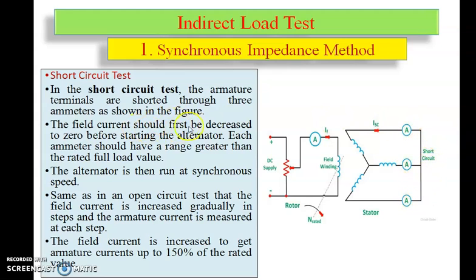The field current should first be decreased to 0 before starting the alternator. Each ammeter should have a range greater than the full load values. Okay, simply as per this, now short circuit it, and similarly to the open circuit characteristics, now just start the generator with the help of the prime mover, rotate it at synchronous speed and increase the field current from 0 value. Give 0.1 current here and measure this current.